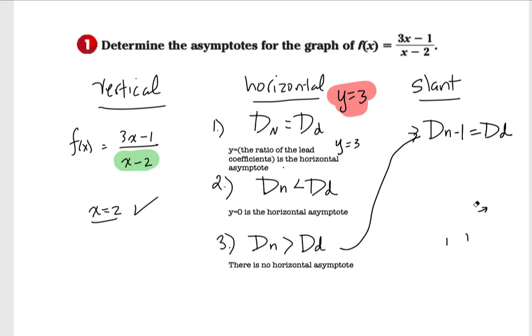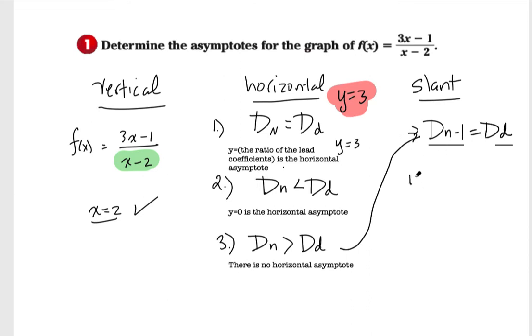This is the last I'm going to say. I know I'm killing this problem. Please be patient with me. The slant asymptote is going to be a situation when the degree of the numerator minus 1 is equal to the degree of the denominator, meaning the degree of the numerator is just 1 more than the degree of the denominator.